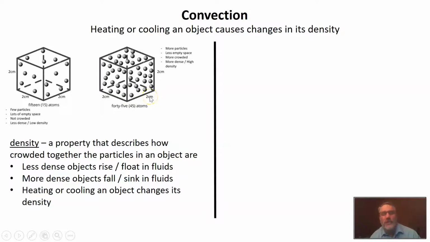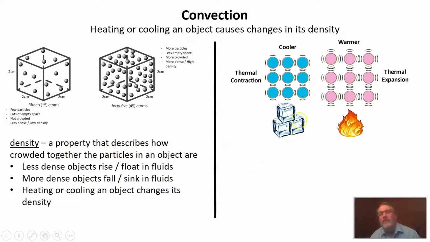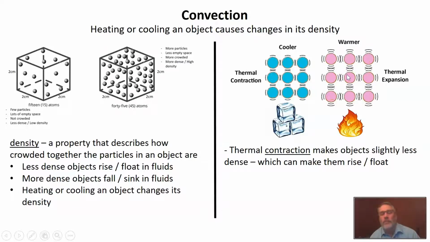Here's the big idea. Remember, we started with heating or cooling an object changes its density. So when we talked about thermal expansion and contraction, this idea that when we cool an object, it gets slightly smaller, we said that's because the particles actually get a little closer together, right? There's fewer collisions, so the particles can move closer together. Whereas on the other hand, thermal expansion is when we heat an object and the particles actually collide more violently and push each other further apart.